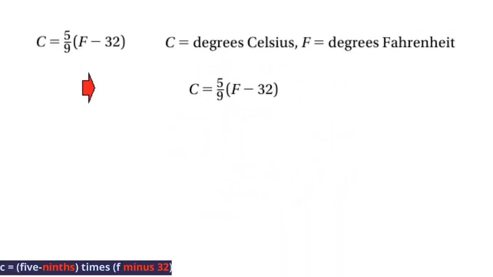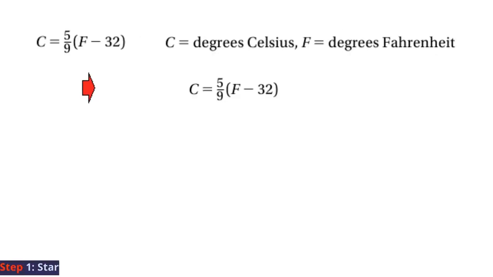For example, here is an equation for converting between Celsius and Fahrenheit. C equals 5/9 times (F minus 32). We want to solve this equation for F. Step 1. Start with the given equation. C equals 5/9 times (F minus 32).